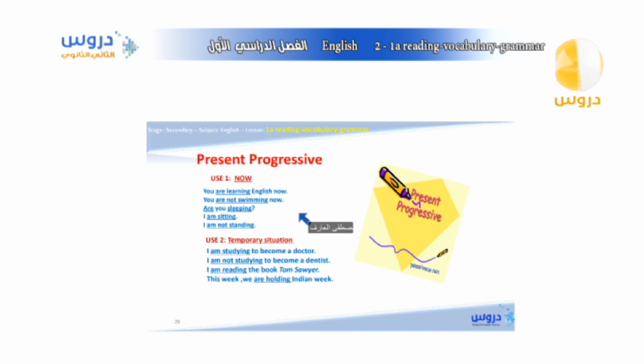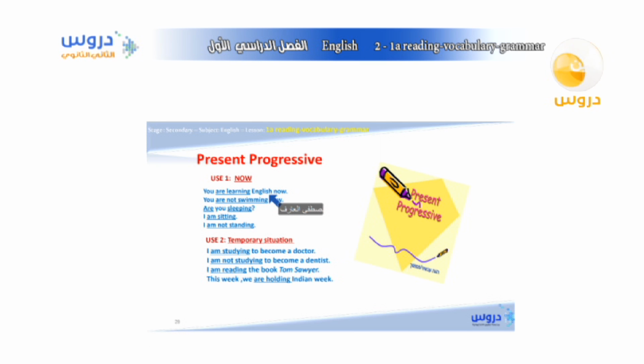As for the present continuous, or we call it the present progressive, we use the adverb now, because it's happening now. I'm watching TV now. You are learning English now. You are not swimming now. Are you sleeping now? I'm sitting. I'm watching. She's watching. I'm standing. I'm not standing. These are all examples of the present continuous.